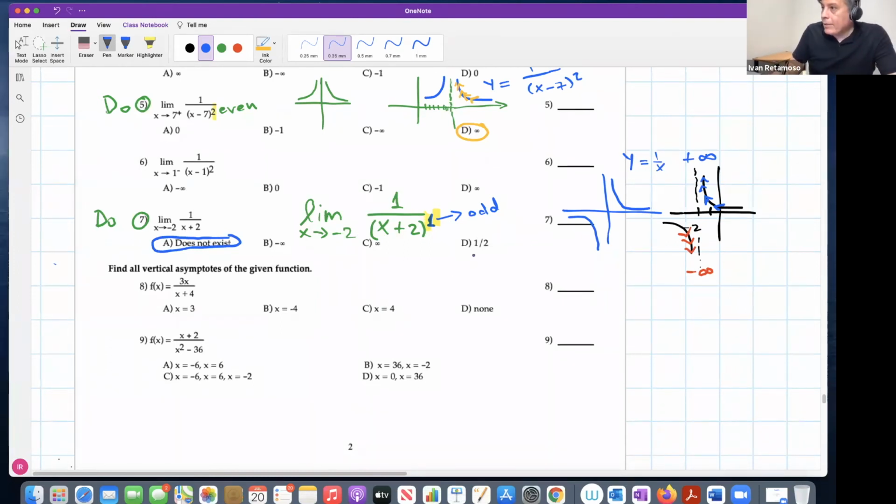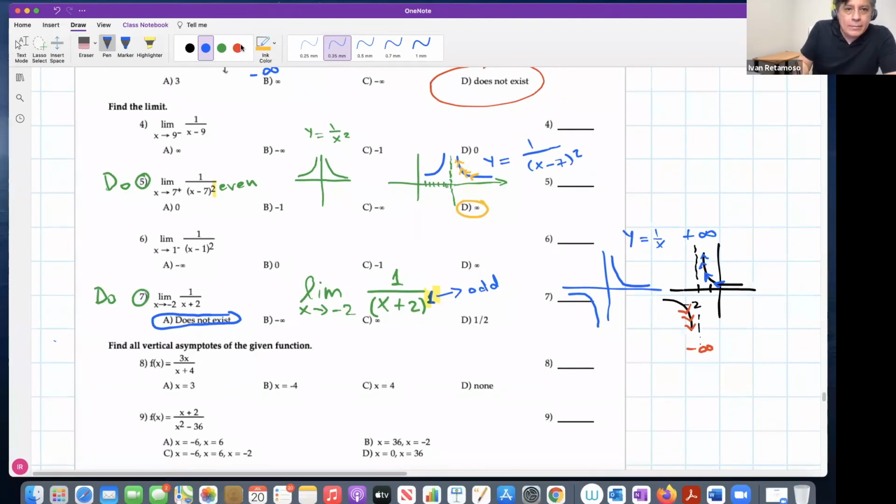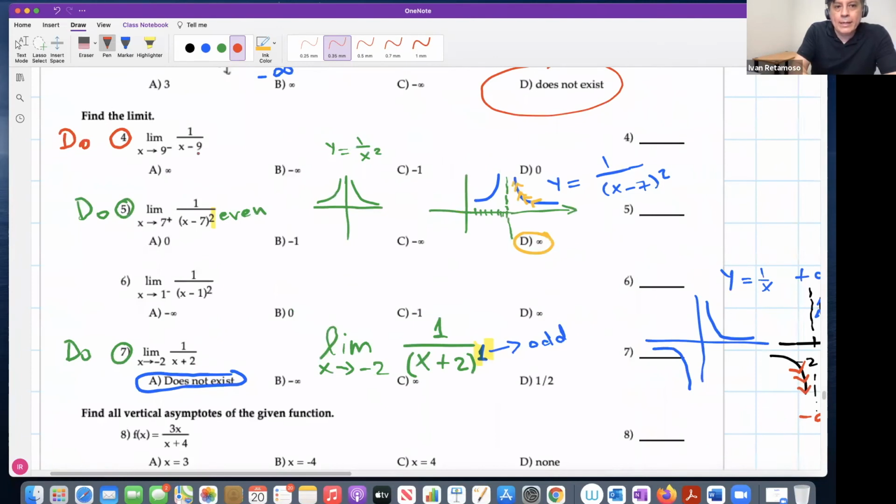Now let me talk about, maybe we can do one more and then move on. Maybe we should do this one too, just to make sure that everybody's okay. Yeah, do this one, guys, and then we'll talk about the vertical asymptotes. Can you do this one? The one in red, the limit of 1 over x minus 9 as x approaches 9 from the left. I'm gonna write it here bigger. Figure out the limit of 1 over x minus 9 as x approaches 9 from the left.